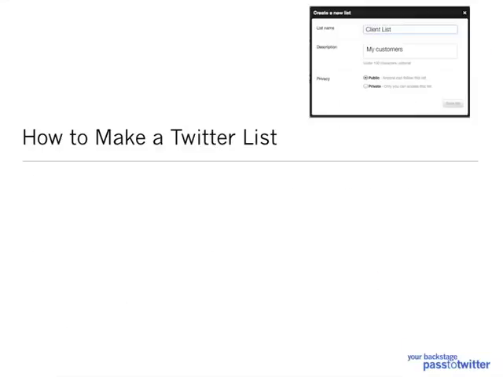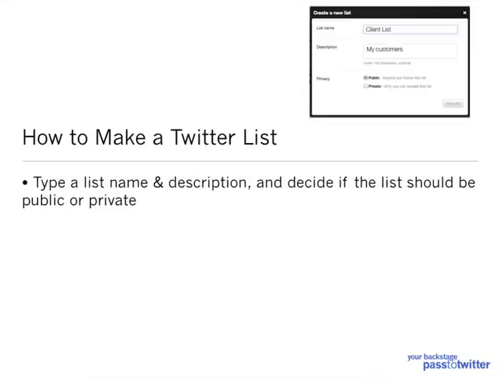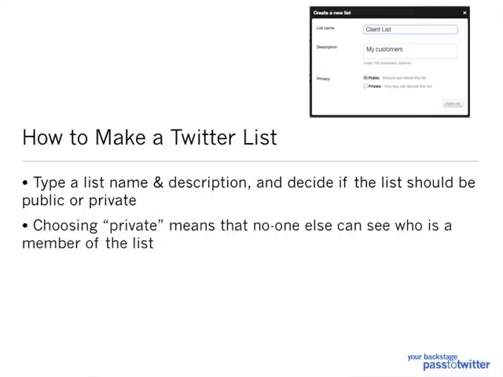So how do you make this Twitter list? Once you click Create a List, you'll type in your list name and your description and decide if the list should be public or private. If you mark the list as private, only you can access this list and people in the public cannot see who you've listed there and even that list exists.